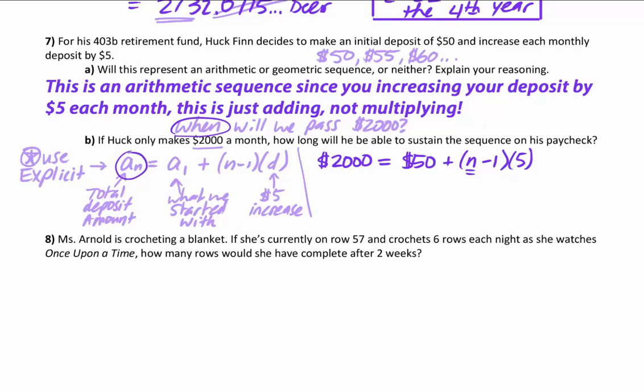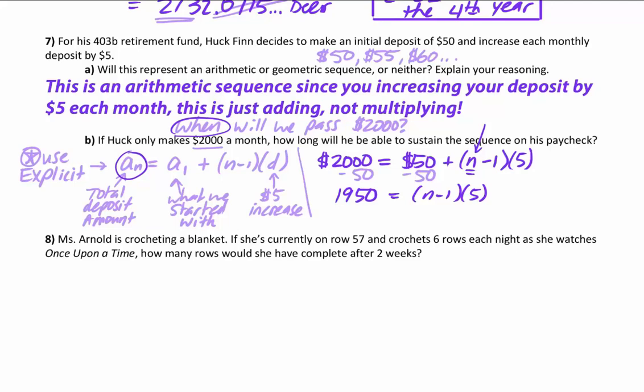So if we need to solve this for n, we have some work to do to get some of these things out of the way. The first step would be to subtract $50, okay, and get that other number on the left. So we're at $1,950. That's equal to n minus 1 times 5.